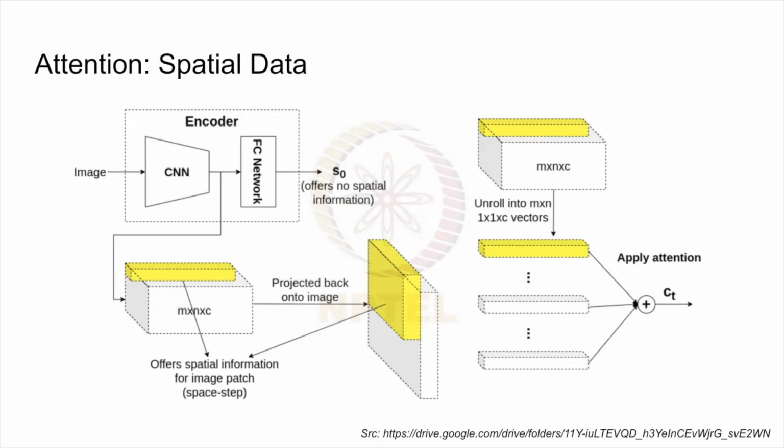If there is an image, we should first pass it to the CNN. And if we pass the output of the CNN to the FC network, it will lose all its spatial correlations. So to prevent this from happening, we take the output from the CNN layer and pass it directly to the attention layer.